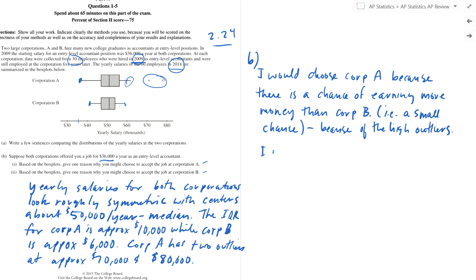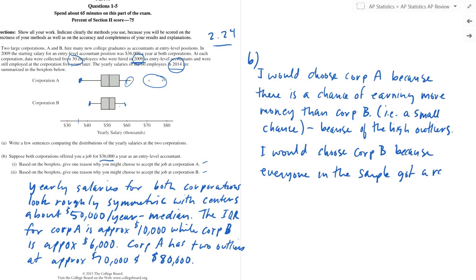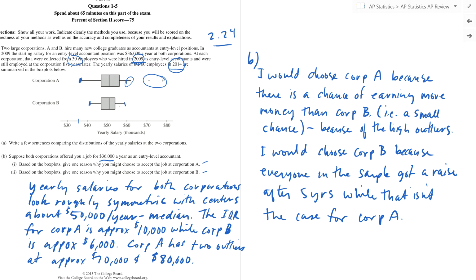Okay, and then I would choose Corporation B because everyone in the sample got a raise after 5 years, while that isn't the case for Corporation A. The minimum was still 36K per year, and the minimum for Corporation B was 40,000 per year.